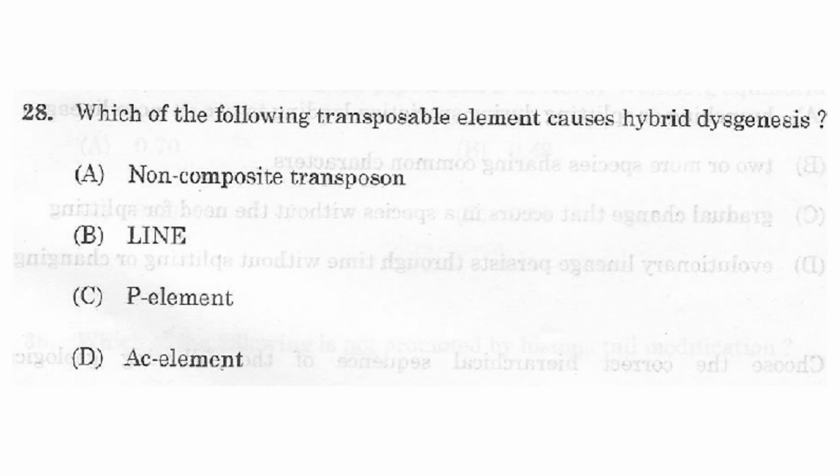And one of the causes for hybrid dysgenesis is transposable elements. It is commonly seen in Drosophila, and it is because of the transposable element called as P element. So the answer here is option C.